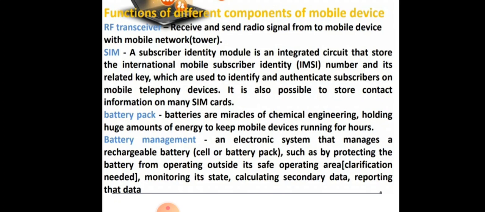Now, functions of different components of a mobile device. First is RF transceiver, which receives and sends audio signals from the mobile device. SIM, a subscriber identity module, is an integrated circuit that stores the international mobile subscriber identity number and its related key, which is used to identify and authenticate subscribers on mobile telephone devices.